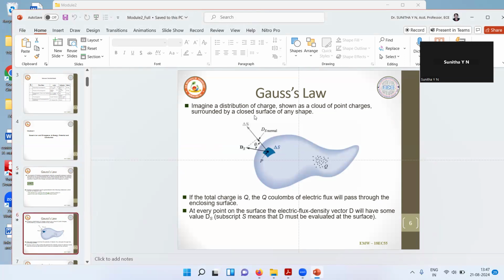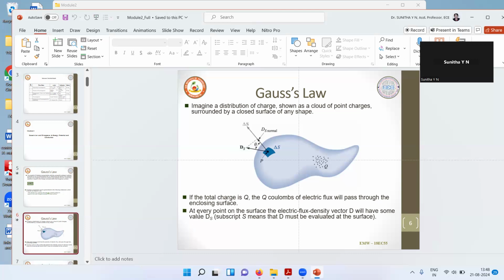Now imagine here a distribution of charge shown as a cloud of point charges surrounded by a closed surface of any shape. You can take any shape here. Randomly some shape has been taken here and you can see that it is enclosing some amount of charge. Now the total charge Q, the Q coulombs of electric flux, will pass through the enclosed surface. I repeat, in this closed surface, if you are having Q amount of charge, then the flux lines which leave this closed surface will be equal to this charge Q.